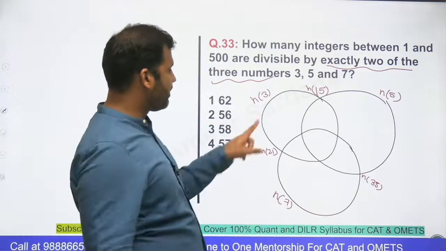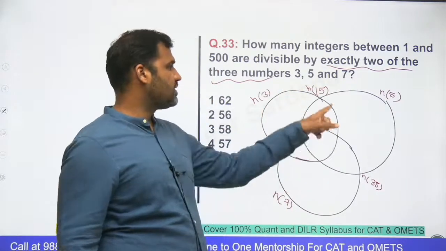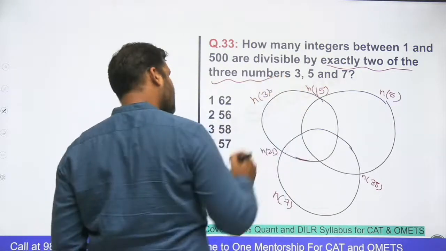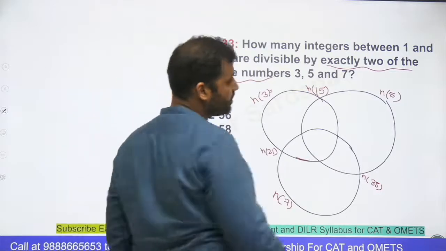So first of all, find out the number of set of numbers जो 3 से divisible है बच्चों. 1 से लेके 500 में कितने ऐसे values हैं बच्चों जो 3 से divisible है?